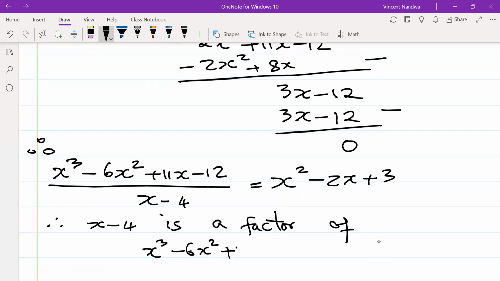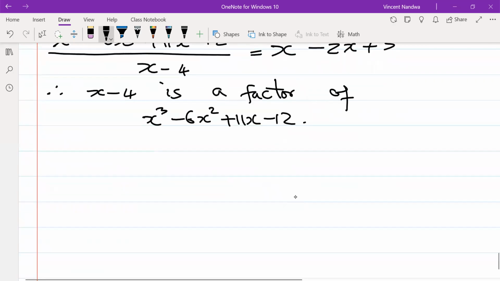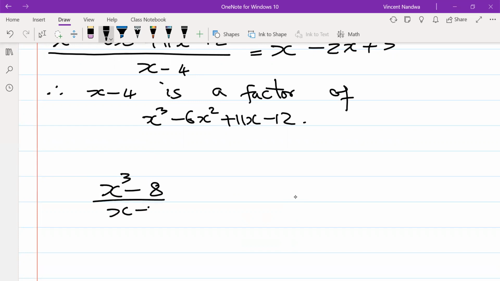George, are we together? Yes. Good. Now I want you to try this, both of you: x cubed minus 8 over x minus 2. Carry out that division.